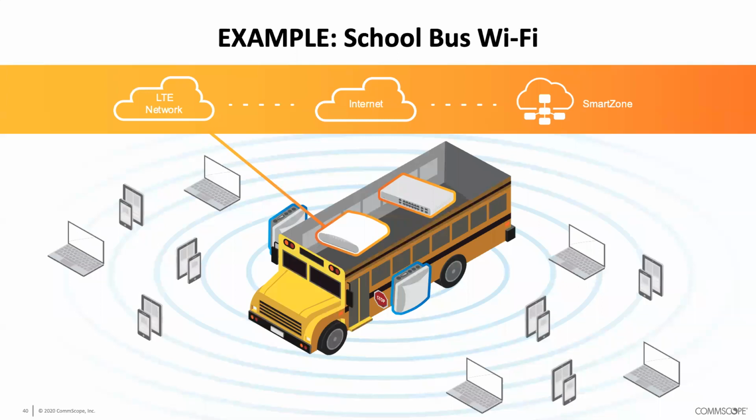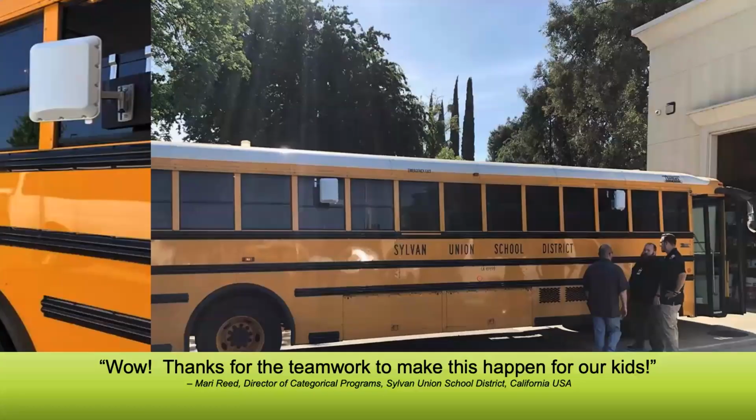So we have some customers that have put wireless into their school buses. And in this example, what you have is an M510 in the bus to provide the LTE backhaul. And then we have two sector outdoor APs on the sides of the bus and a compact switch. And all of that cabled together ends up looking something like this in the end. And you can see, in this case, I actually have two sectors on each side of the bus. And with the LTE radio inside, I can provide coverage both inside the bus as well as outside the bus.